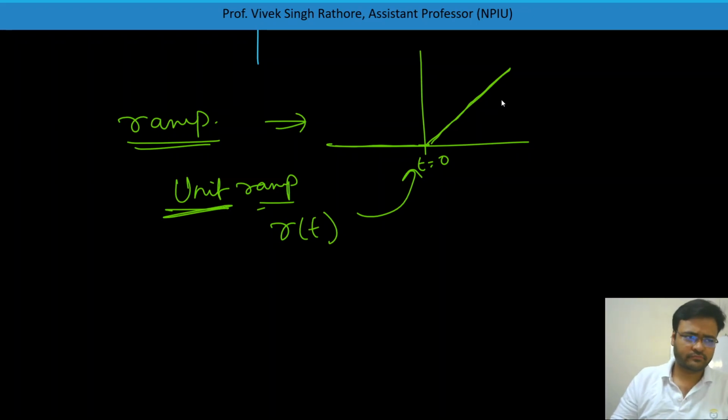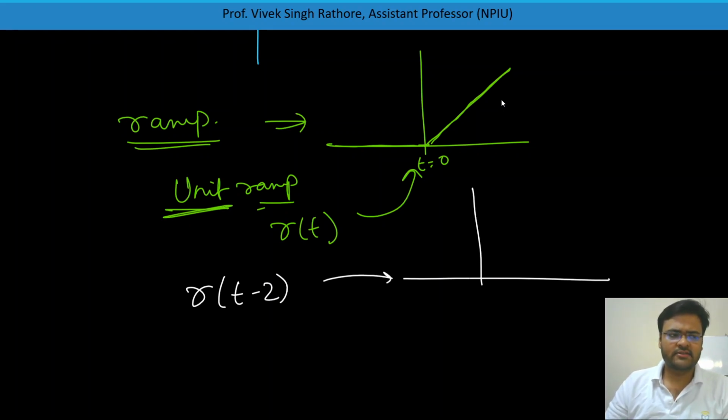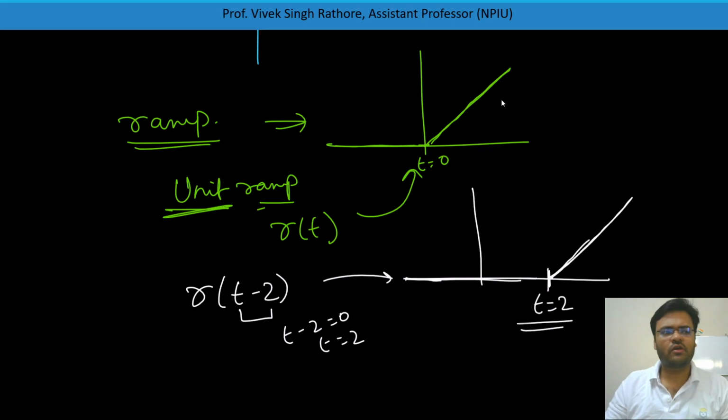If I tell you r(t-2), then how can you plot it? This is the signal, this is the axis, and r(t-2) means t-2 equal to 0, so t is equal to 2. There will be a change of unit slope at t equal to 2, so the signal will be like this, with the slope change at t equal to 2. So this is called r(t-2).